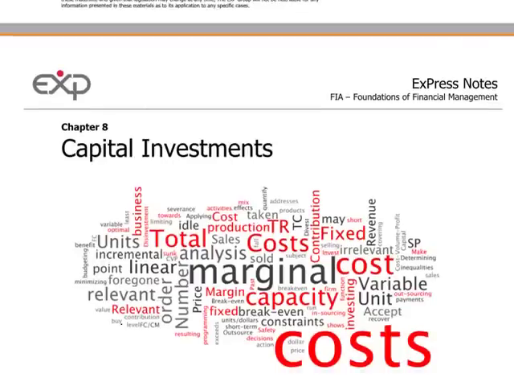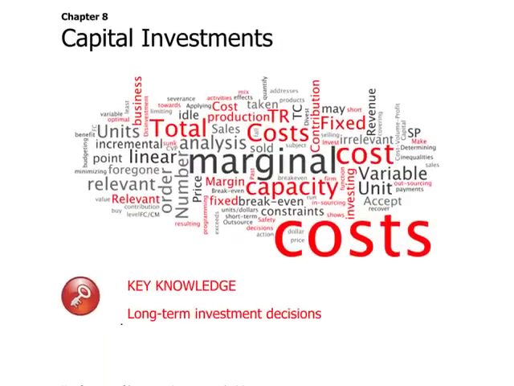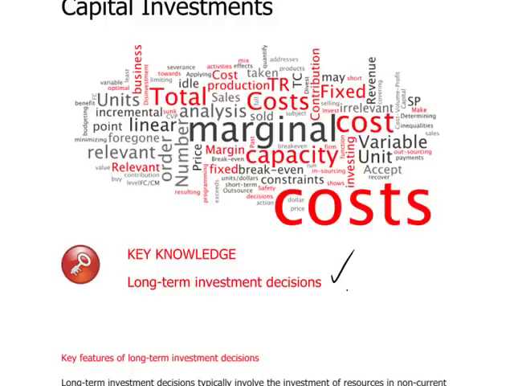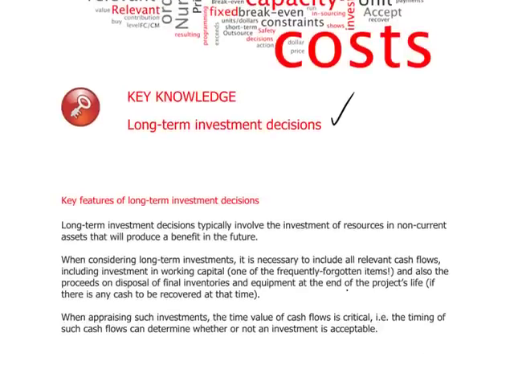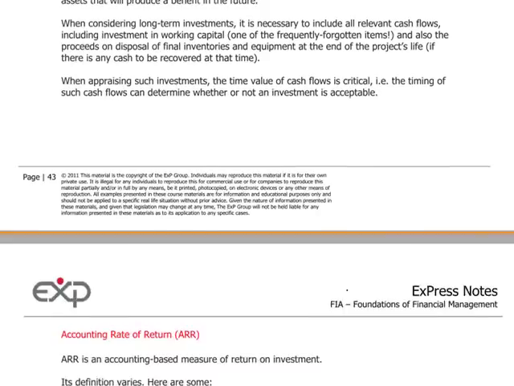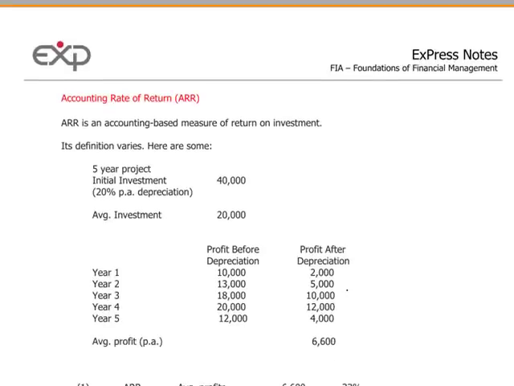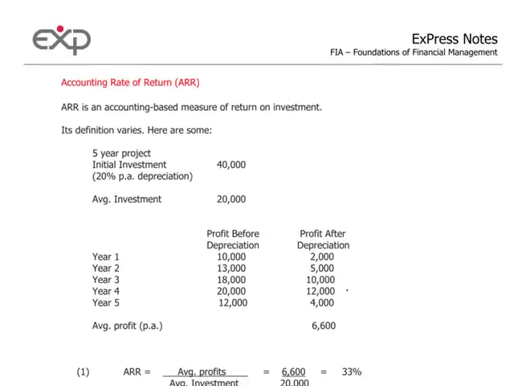Now let's move on to something which is longer term in nature, and that is the area of capital investments and long-term investment decisions. There are certain specific techniques that apply to evaluating long-term investment decisions at a company. There are traditional measures which are commonly used by management. The accounting rate of return, for example, is one. Here's an example: a 5-year project with an initial investment of $40,000.